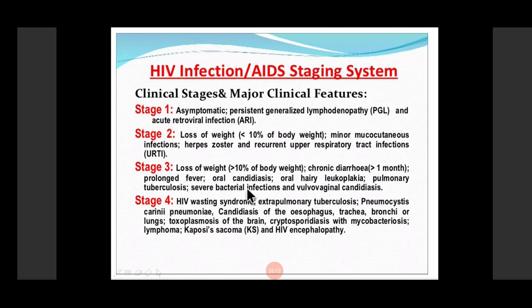So this leads to clinical latency. During this clinical latency period, the patient usually doesn't have any constitutional symptoms or any signs and symptoms of HIV, but slowly the virus keeps on multiplying, and there is gradual loss of CD4 plus T cell count.